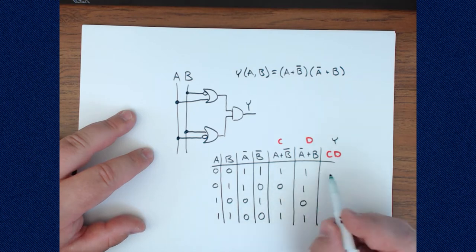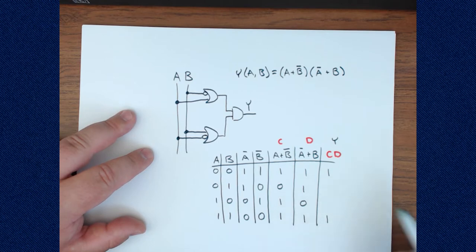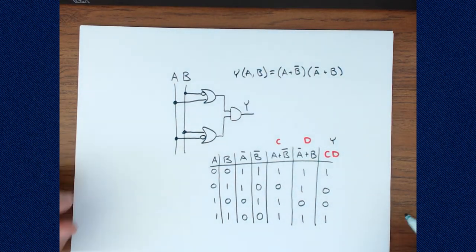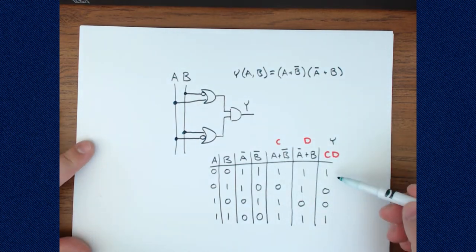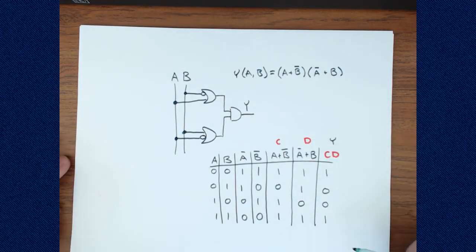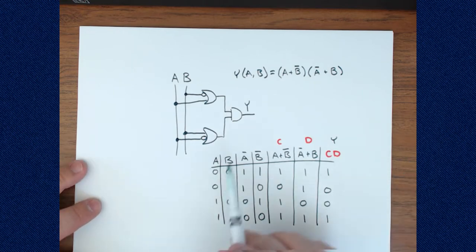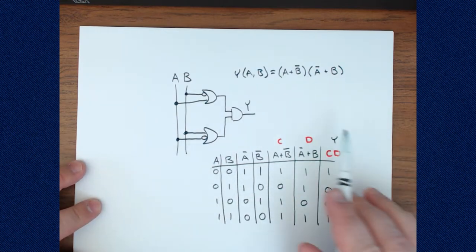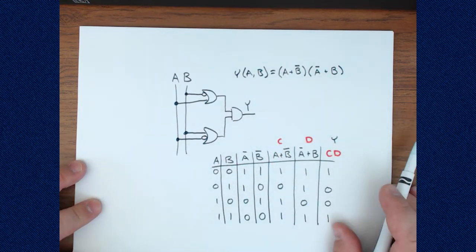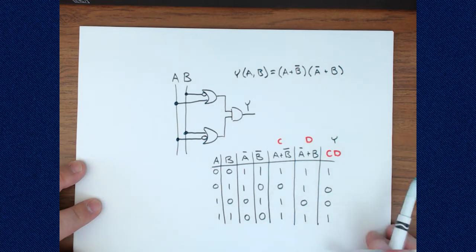So 1, 1, that gives me a 1. And 1, 1, that gives me a 1. All the other rows, therefore, must be 0. Okay, so this is a circuit that is the inverse of exclusive OR. We should say this is the exclusive NOR circuit. It's equivalent to that, but we've used a bunch more gates. So we have our digital circuit diagram, we've got an equivalent Boolean algebra expression, and an equivalent truth table.